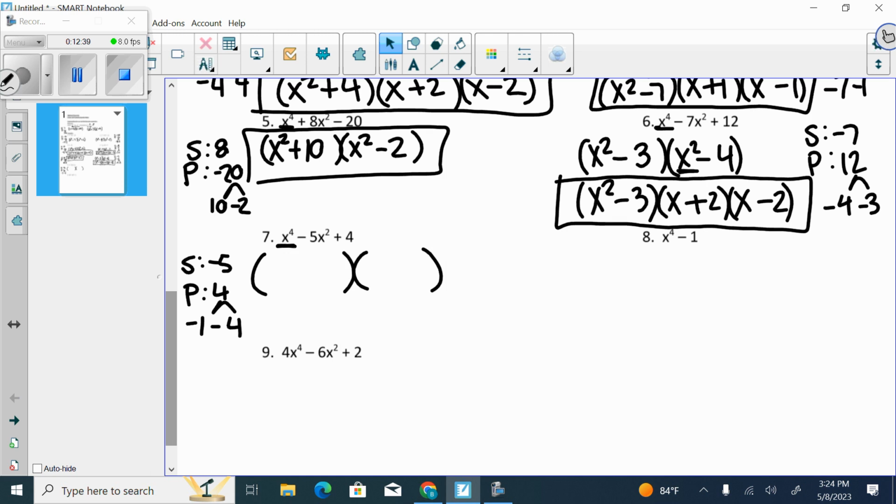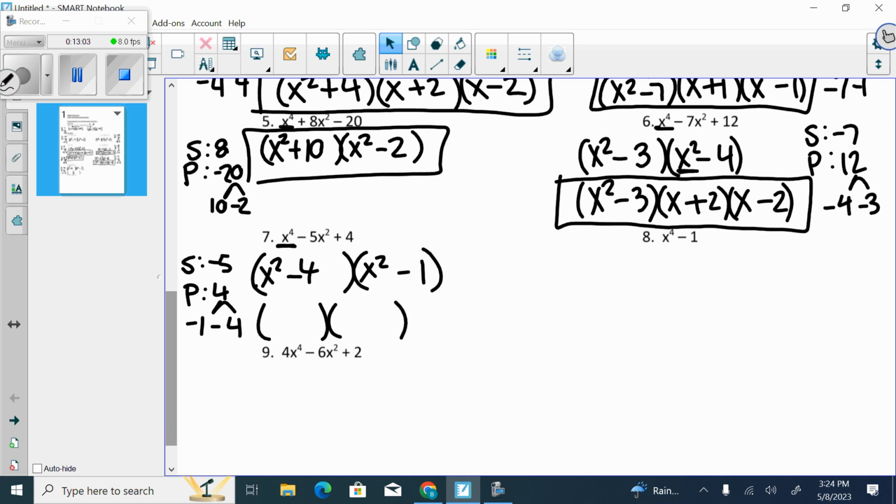All right, so since it's x to the 4th, we're going to do x squared and x squared. There we go. All right, so they are both minus, so we've got to check. Anything multiply to give us negative 4, add to give us 0? Right, so this one I can factor.